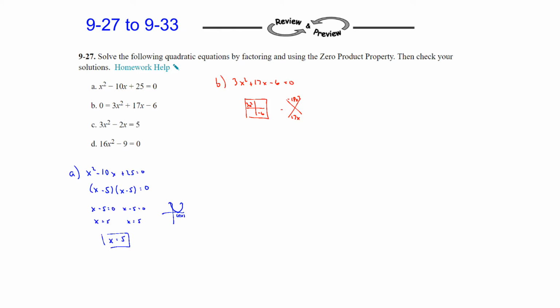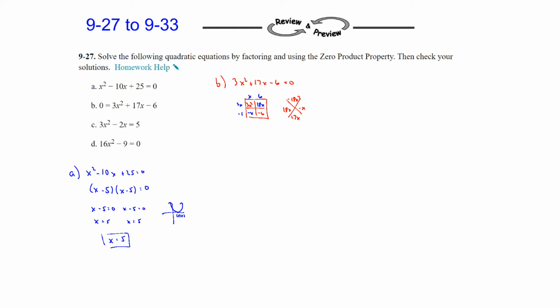I apologize, it's not correct. It's 18x and minus x, or minus 1x. So that would multiply to give us negative 18x squared, but then add to give us 17x. So that looks better. Put an 18x and a negative x here, so that means this will be 3x times x, which means that'll be a negative 1, and then over here should be a 6.